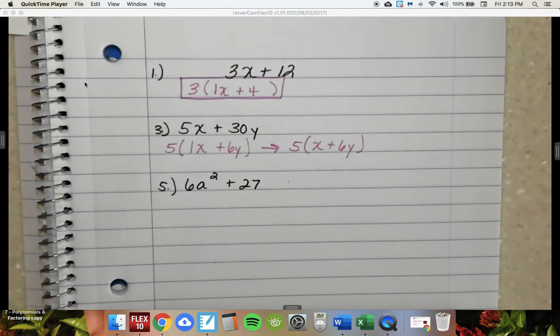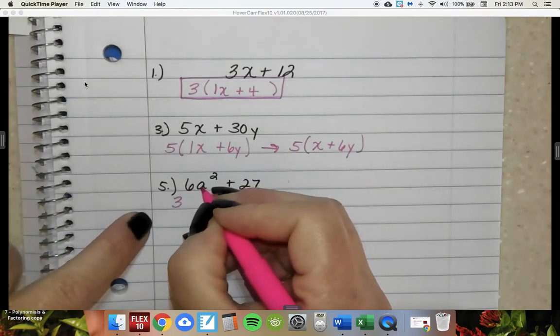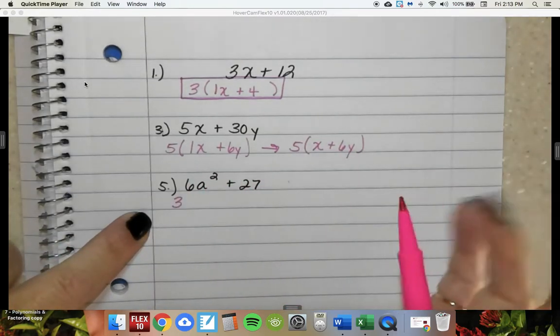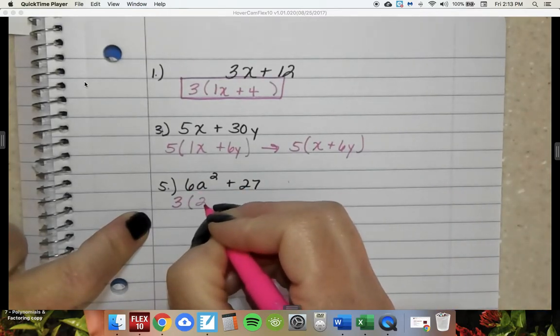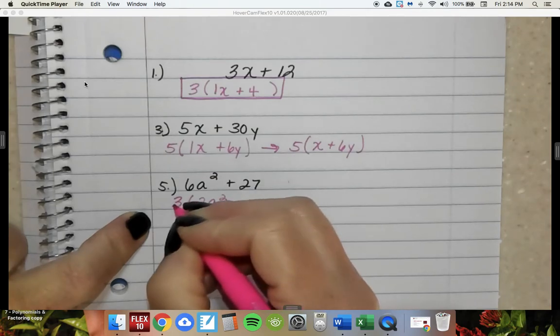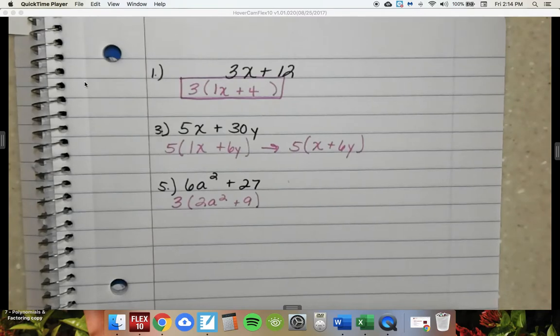What can come out of a 6 and a 27? The biggest number that can come out is a 3. He's got 2 a's, he's got none, so no variables come out. What does that leave behind? If you divide out a 3, that leaves a 2a squared. And if you divide out a 3, that leaves a positive 9. You're undistributing. That's it. You factored it. You can't do anything else.